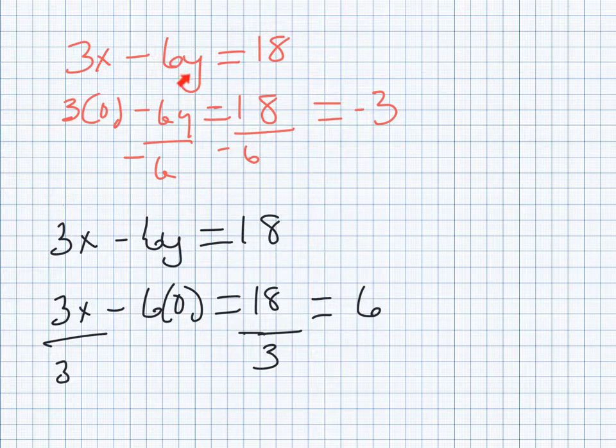We have 3x minus 6y equals 18. If we're trying to find the intercepts, we'll start with making the x 0, and that takes away the x, and we would end up with negative 6y equals 18. We would divide both sides by negative 6. That's going to be negative 3, and that would be the y-intercept.